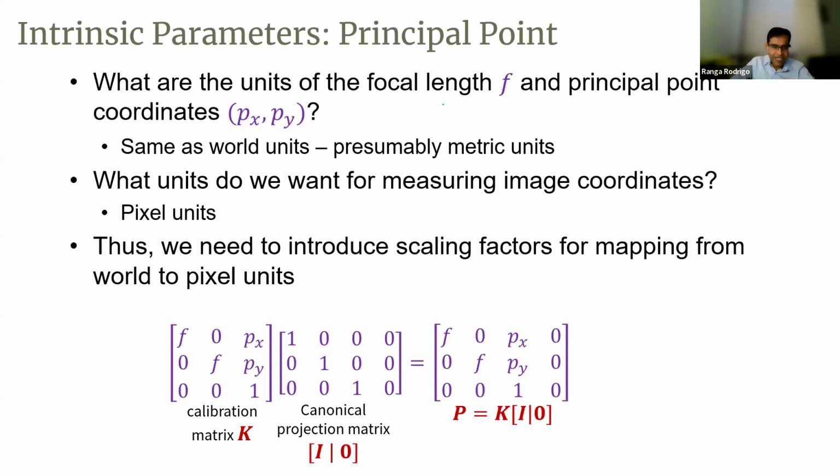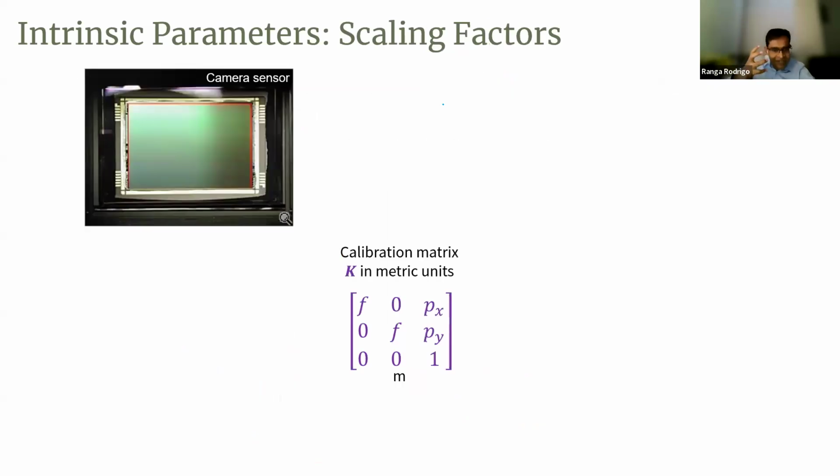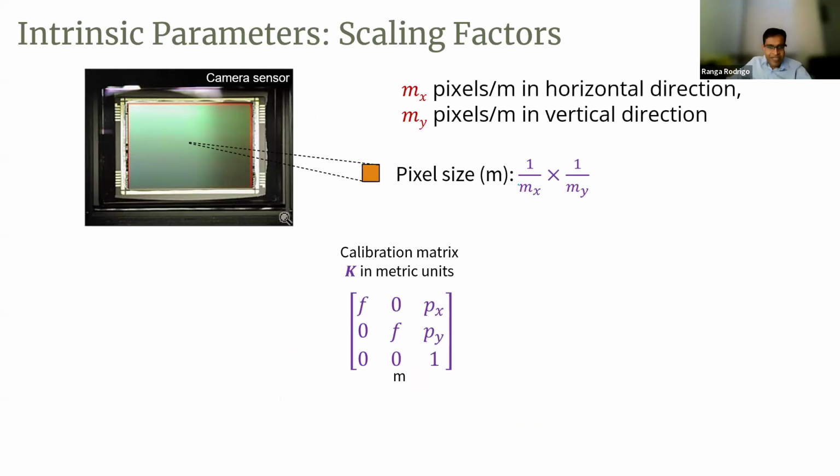So we measure them in pixels. Thus we need to introduce scaling factors for mapping from world to pixel units. That is based on the camera sensor. So this is a picture of a camera sensor. These scaling factors show the size of a pixel. So mx is the pixels per meter, and I like to call them pixels per millimeter in horizontal direction. my is pixels per millimeter in vertical direction. And then you can see the pixel size is 1 over mx times 1 over my. Very small.